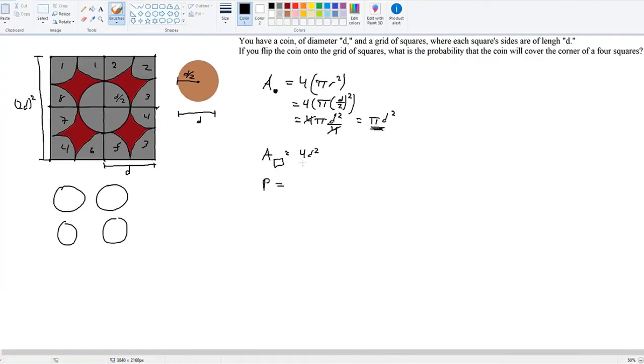this number over this number, being the area of the shaded region over the area in general. The number of possible ways it could land in a way that will cover an intersection over the number of ways it could land in general, which is going to be pi d squared over 4d squared, or just pi over 4, which is approximately 78%.